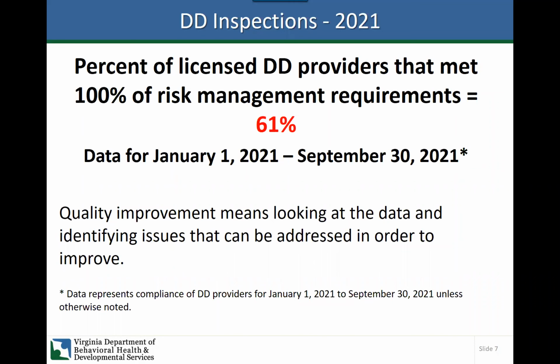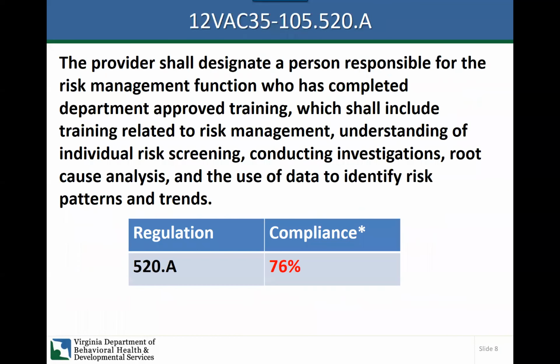So let's begin with 520A, which is on the next slide. And that is that each provider shall designate a person responsible for risk management function who's completed specific training. I'm not going to read that whole regulation, but you should refer to 520A. And so our compliance for that regulation fell below our 86%. It was at 76%.